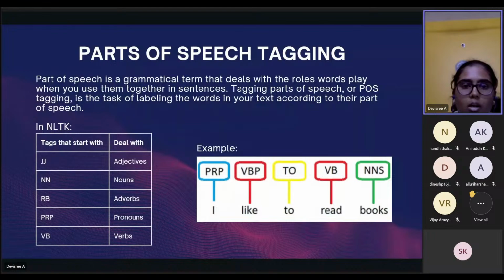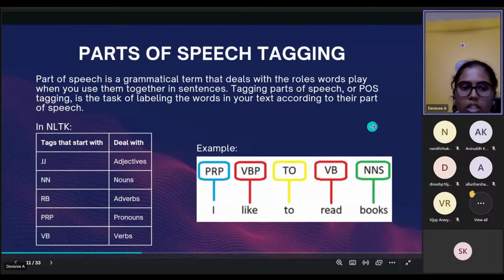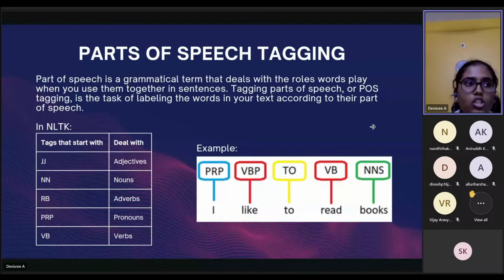Part of speech tagging. It's pretty self-explanatory. You would want to tag each of the words in the text according to its part of speech. The main objective of doing this is to understand the context of the word in the given text or sentence.